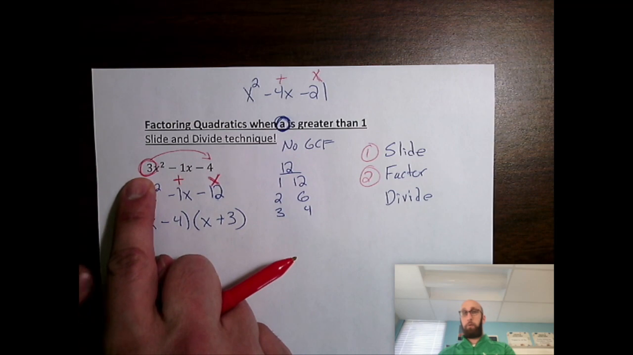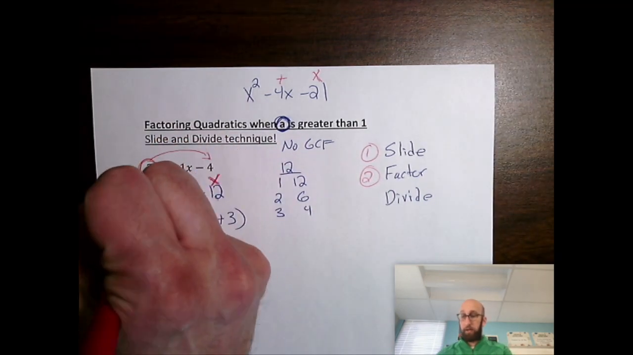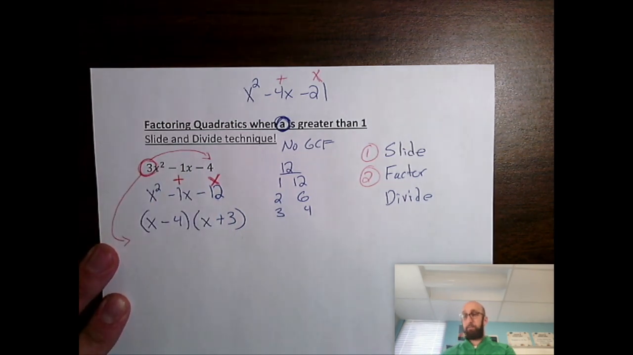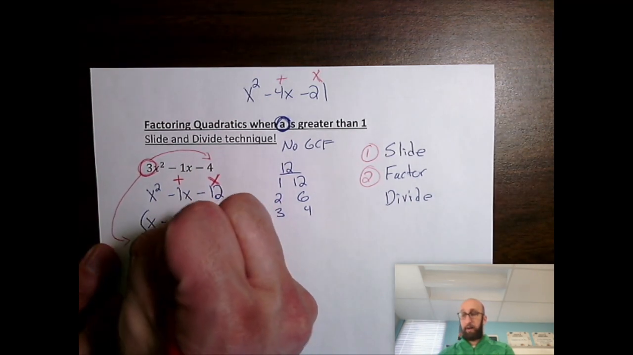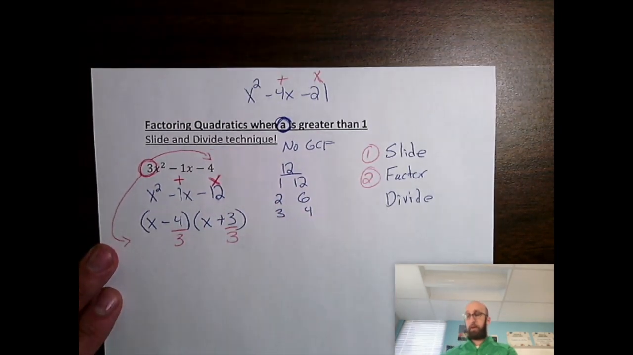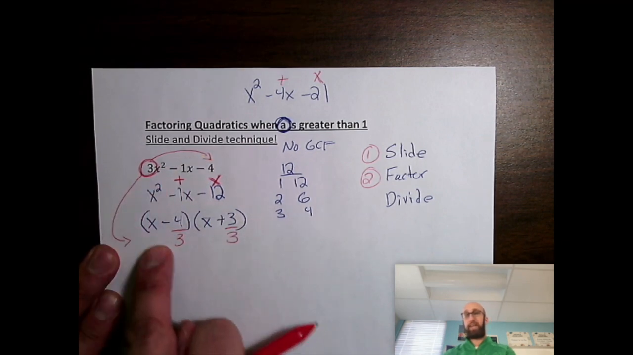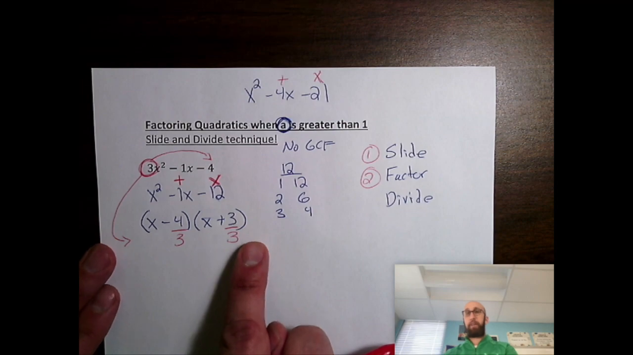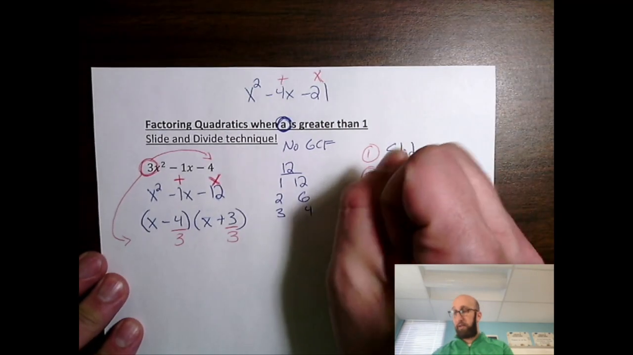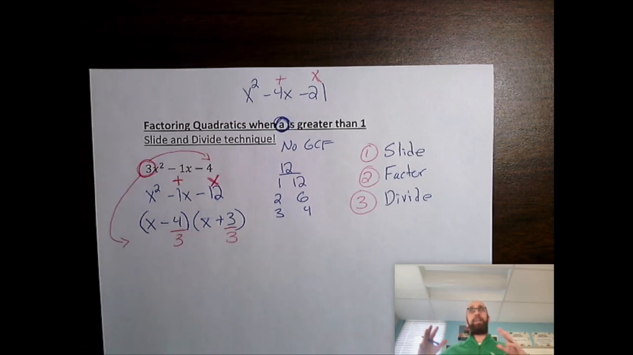That ever important number in the front that we slide with is going to be involved in the divide step. We're going to take that 3 and divide our back numbers by it. So there's the slide, there's the factor, and then we bring that 3 back and we divide. What's super important in this third step is that if it doesn't divide nice and clean, we need to get the most reduced fraction possible.